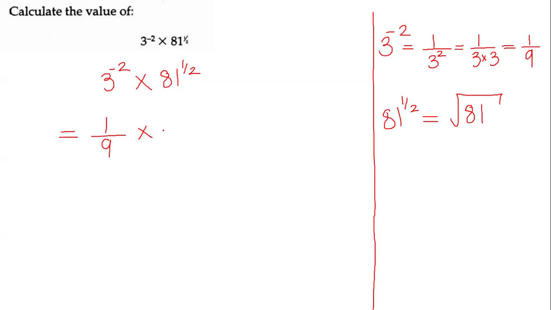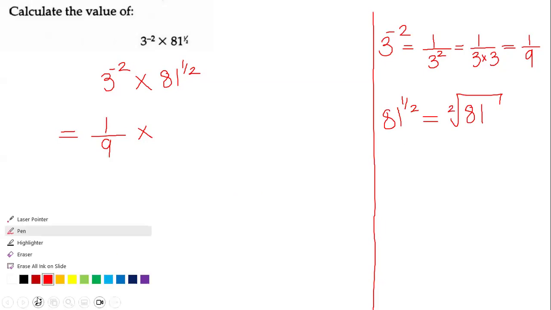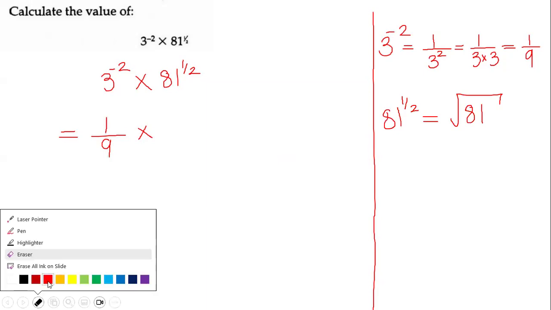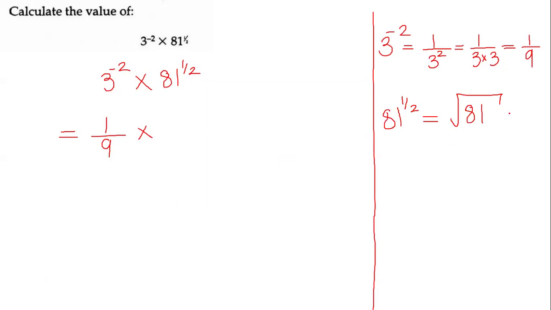Can you put a 2 outside there? You mean like this? Yes, that's a good question. You can, but it means the same thing. So the square root of 81 is what? 9. Why is the square root of 81 9? Because 9 times 9 is 81. So it's going to be 9, right?